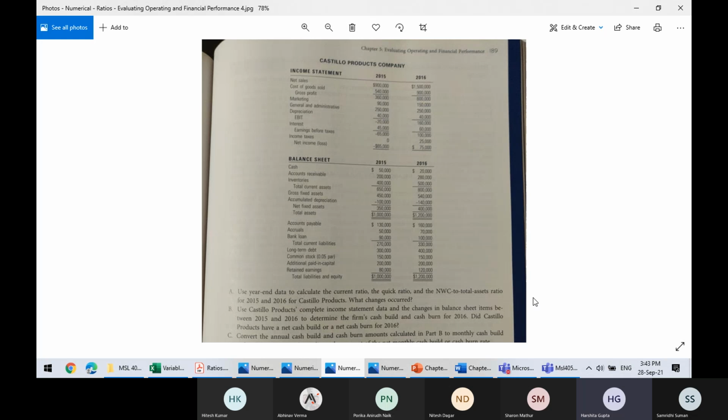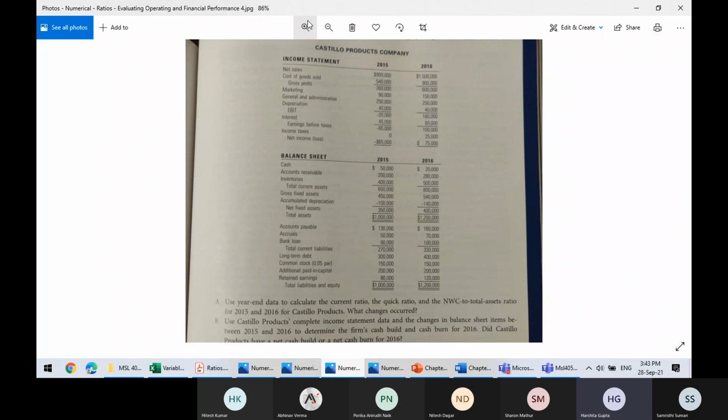For 2015, it will be $65,000 divided by $900,000. My screen is a bit hazy, so let me know if I'm reading the wrong figures. And for 2016, it's $75,000 divided by 15 lakh dollars, 1.5 million. Yes. That is how we'll calculate the net profit margin ratio.